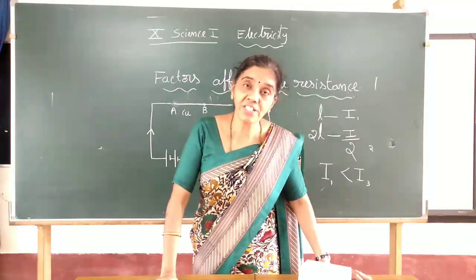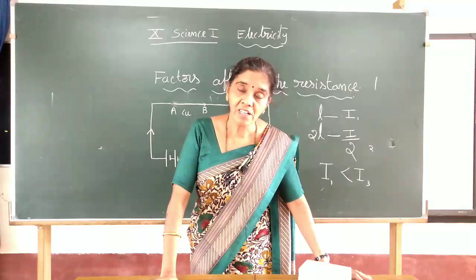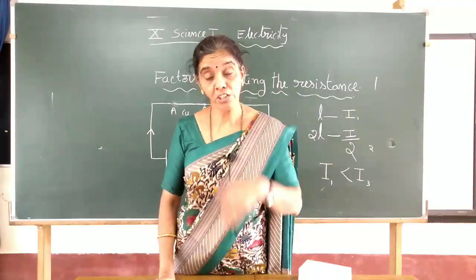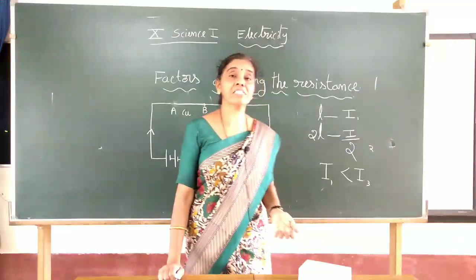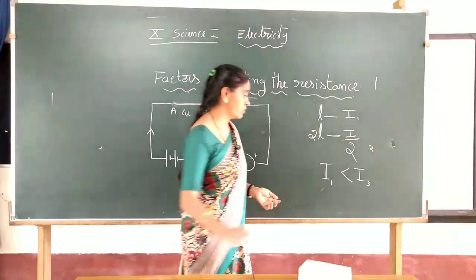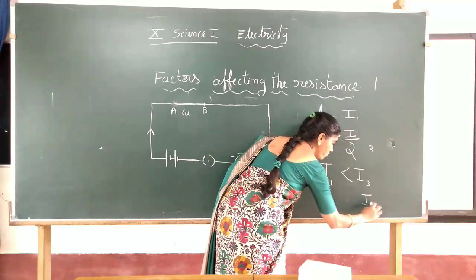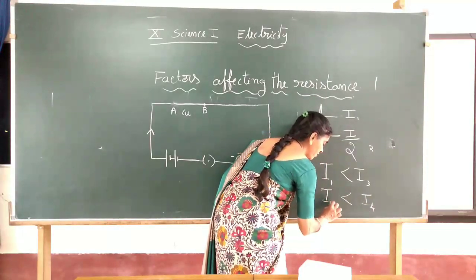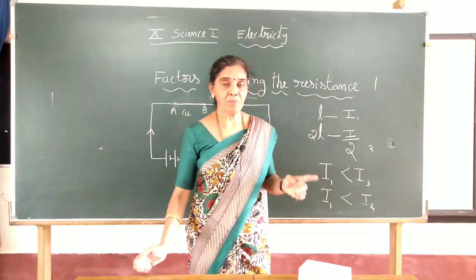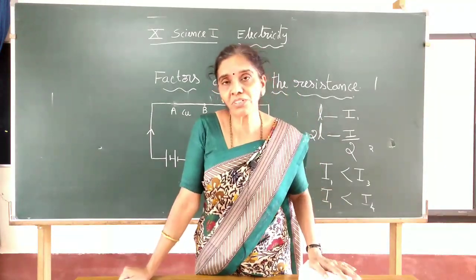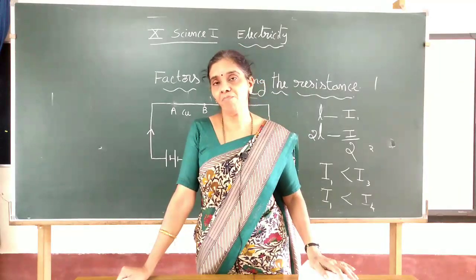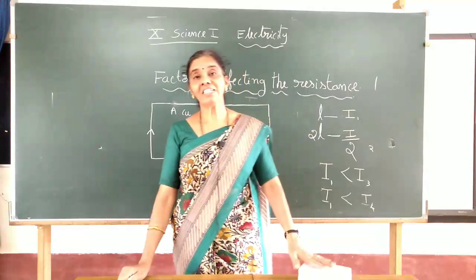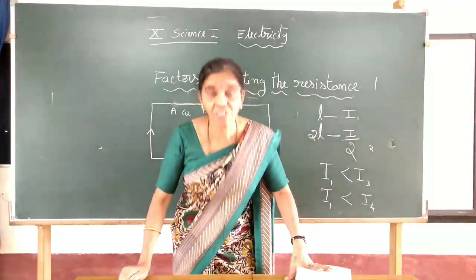Again the current will change when you change the material, and it is found to be more when you use copper than nichrome. When you used copper, more current started to flow through the copper wire. So in the fourth case, the current is more than the first one, which used the nichrome wire. Now what we observed in these experiments is that when the length is increased, current is decreased.